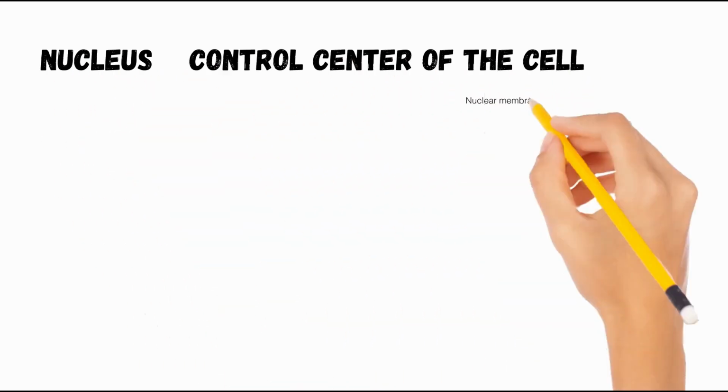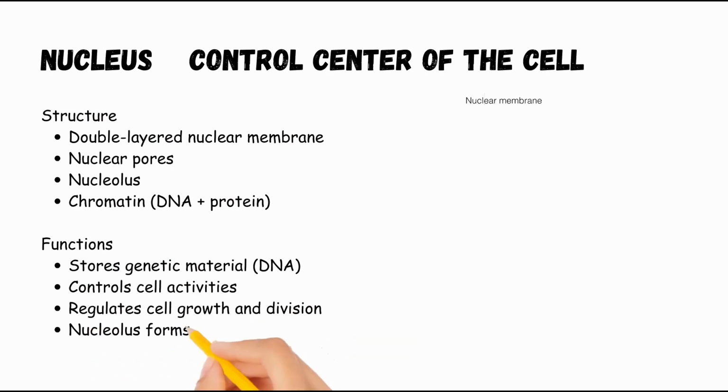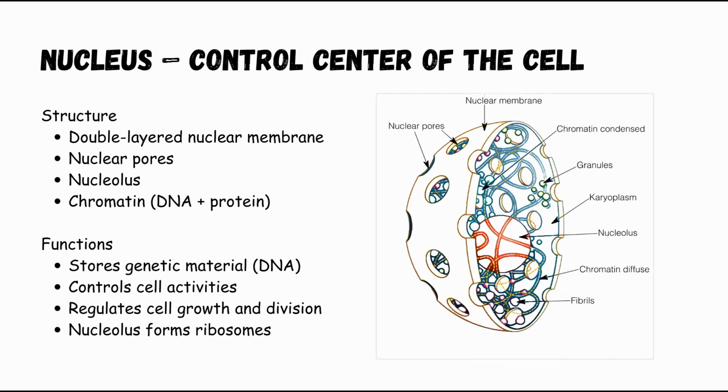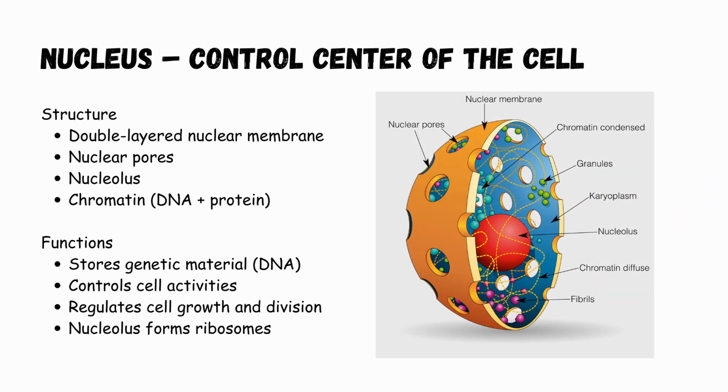The nucleus is the largest organelle and acts as the control center of the cell. It is surrounded by a double-layered nuclear membrane with nuclear pores that regulate material exchange. Inside the nucleus, chromatin contains DNA, which stores genetic information. The nucleolus is responsible for the formation of ribosomal RNA. Overall, the nucleus controls cell growth, metabolism, and division.